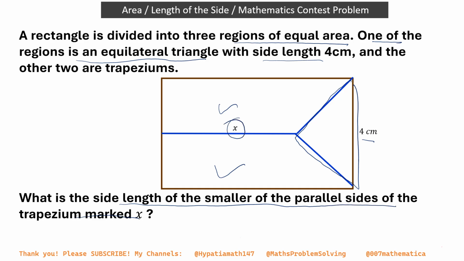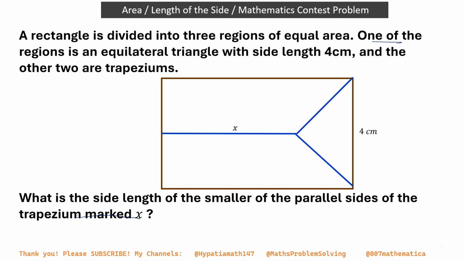So we need to find this length. So obviously we'll start with the triangle. That's the easiest place to start in this case. So we've been given the side length, so they will all be 4 centimeters.